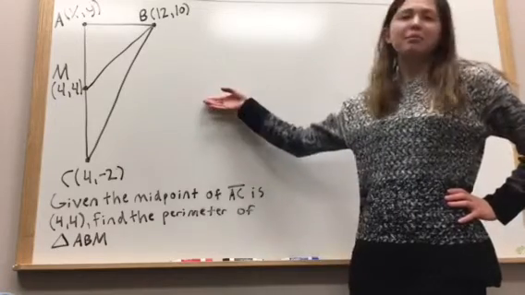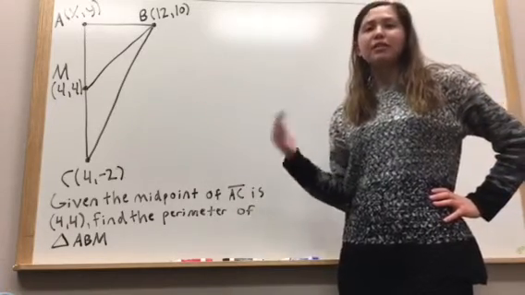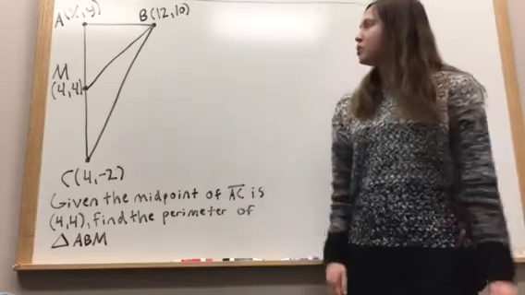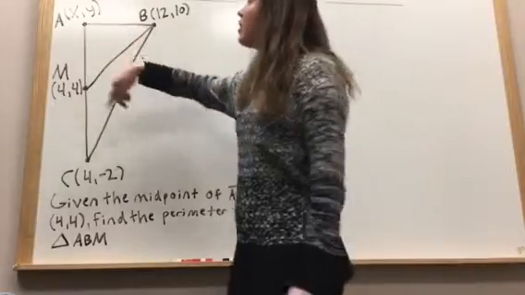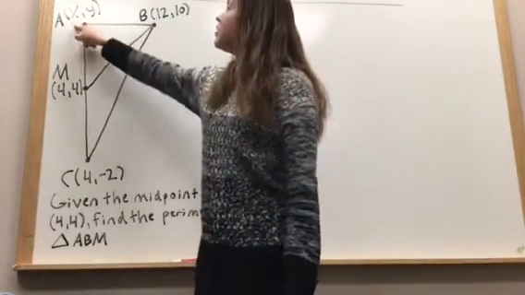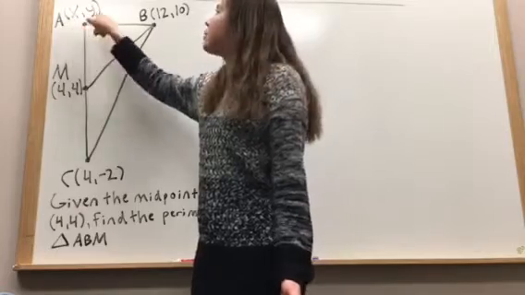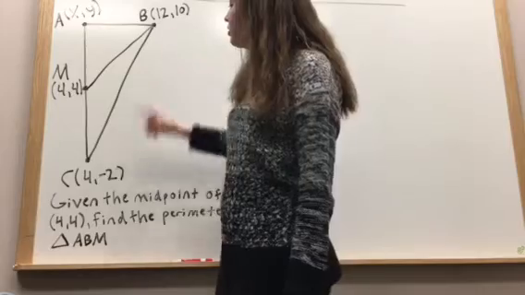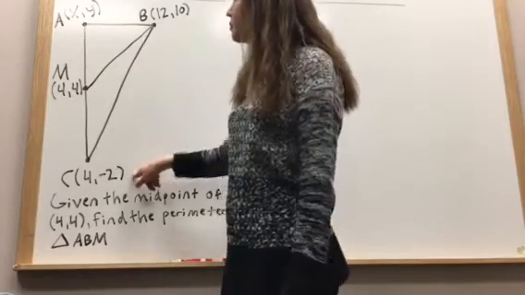Anyways, I had this problem here. It really incorporates a lot of stuff that we learned a few chapters ago involving distance and midpoint. So what we have here is a really big triangle, A, B, C. The point for A is x comma y, and we have to find that. For point B, we have 12 comma 10. Point C, we have 4 comma negative 2.